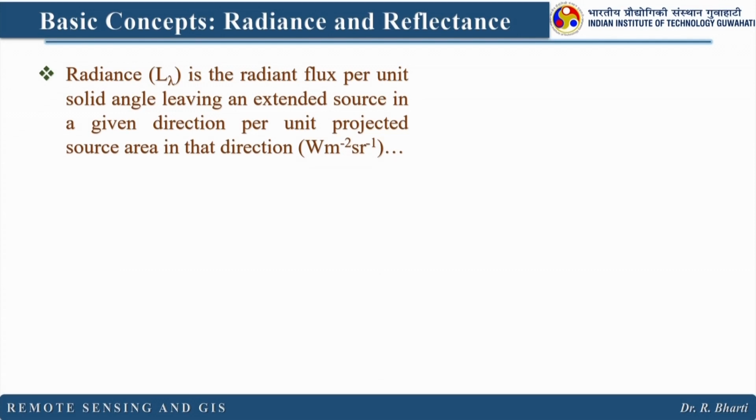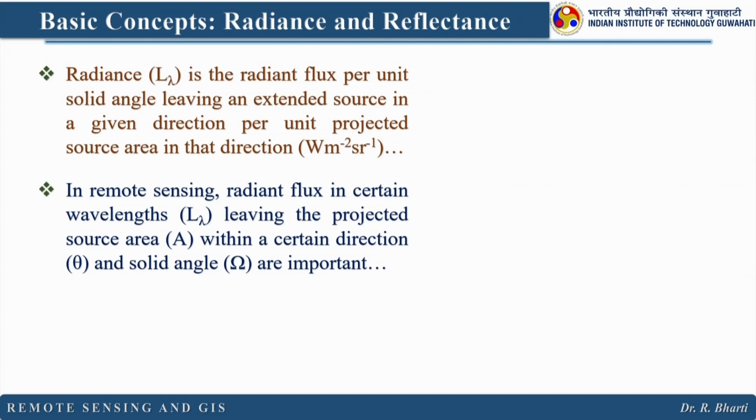Now, you need to understand the basic concepts of DN number, then radiance, reflectance, emittance, transmittance and absorption. These fundamentals are used, and from now onwards I will always refer to radiance, reflectance, emittance, so you have to refer to all these fundamentals. Radiance is the radiant flux per unit solid angle leaving an extended source in a given direction per unit projected source area in that direction, and the unit of radiance is watt per meter square per steradian. In remote sensing, radiant flux in a certain wavelength leaving the projected source area A within a certain direction, that is our theta, and solid angle are important.